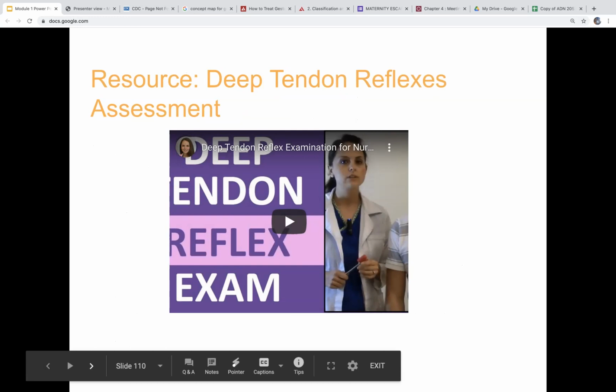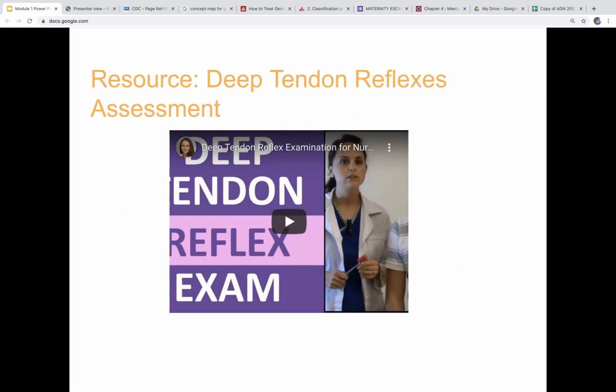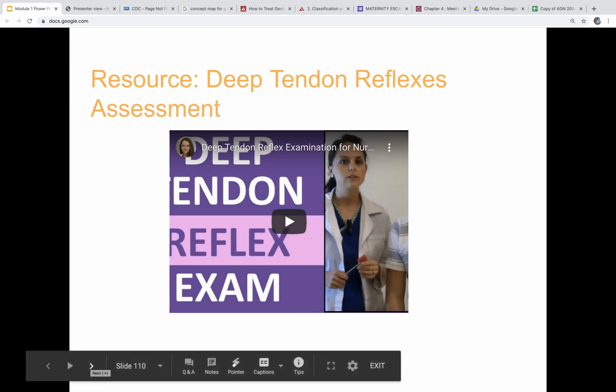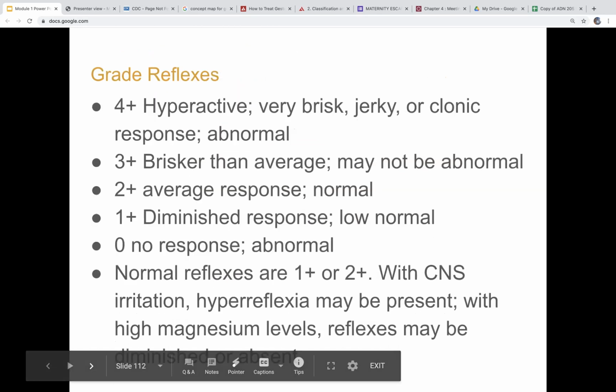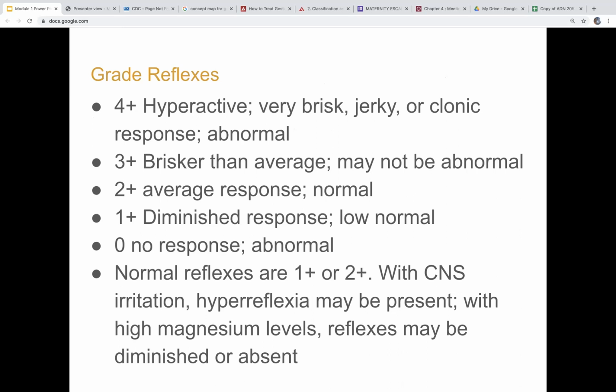Please go through this deep tendon reflex exam. I'm not going to play this video for you, but please go through this and watch this and really pay attention. If it's been a while since you've had neuro, I would revisit this. And I just have here the steps to do a good deep tendon reflex and checking for clonus. So you want to refresh your memory on your grading of your reflexes.